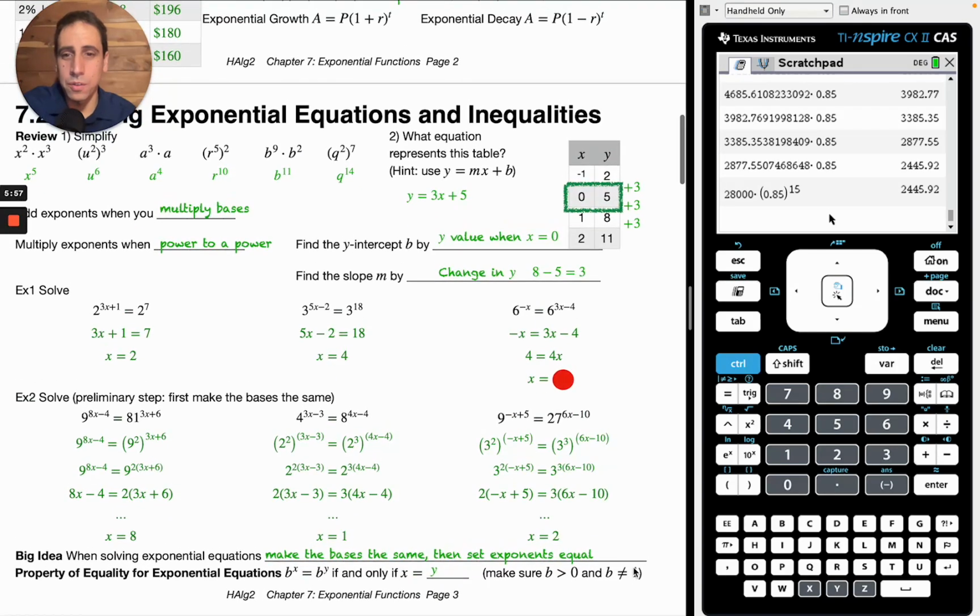If you wanted to write it down as a property, you could say the property of equality for exponential equations is this: b to the x is equal to b to the y if and only if x is equal to y. The exponents are going to be the same. Now, some caveats here. We've got to make sure that b is greater than 0, and the base here is 2, the base here is 3, the base here is 6, the base here is 9.